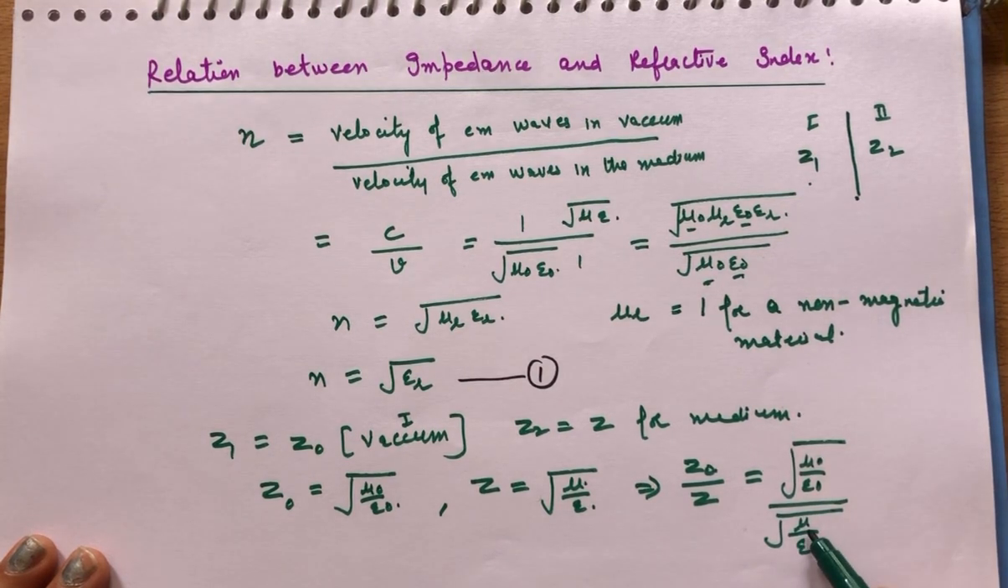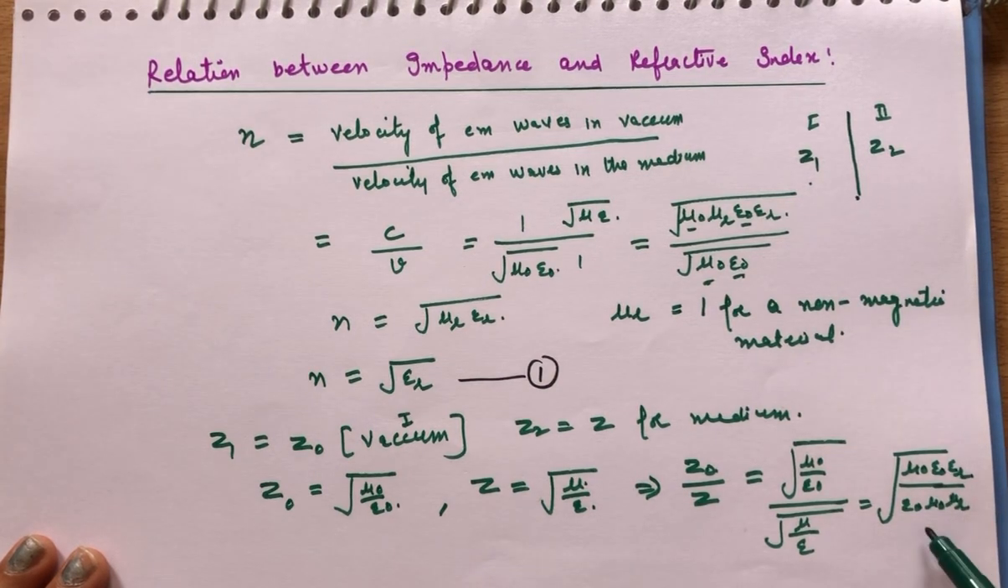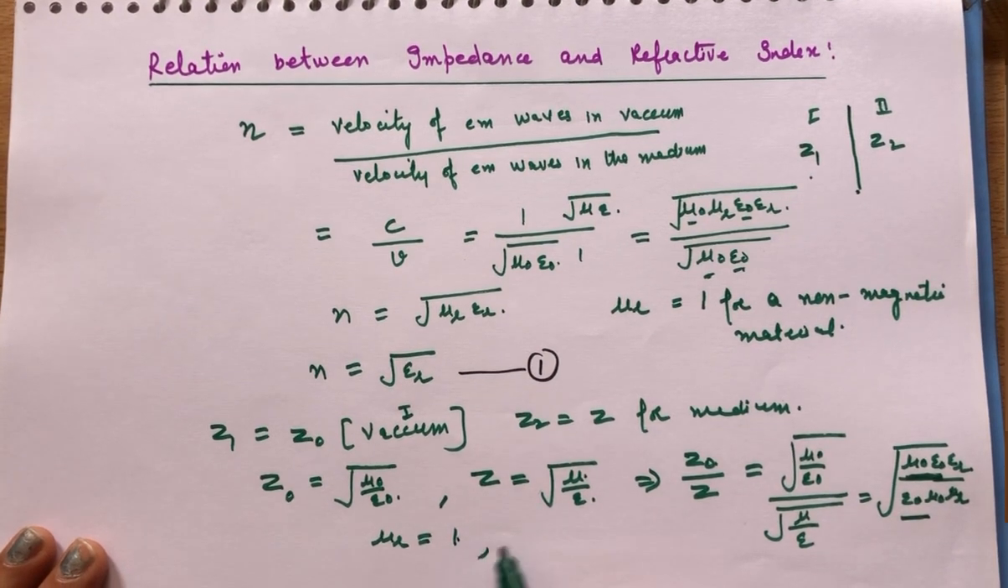You can put the value of mu equal to mu naught mu r and epsilon equal to epsilon naught epsilon r. In this way, the naught terms cancel, and we have under root of mu r epsilon r, and mu r is equal to 1 for a non-magnetic material. So we have Z0 over Z equal to under root of epsilon r.